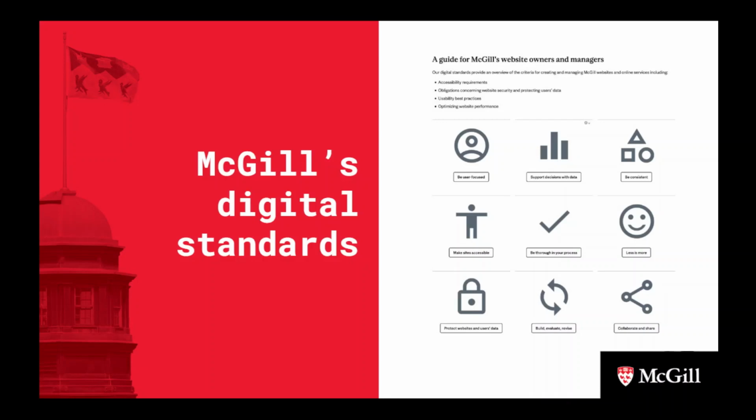In the third, at the top there, be consistent. For us, that talks not just about providing a consistent user experience across our 1,000 or 1,500 websites, but it also talks about the fact that we shouldn't be repurposing or duplicating data in multiple places. That consistency relates to content as well. Make sites accessible is in the middle there on the left. That's one we've been working a lot on over the past couple of years. Be thorough in your process, also one that people in higher education sometimes struggle with.